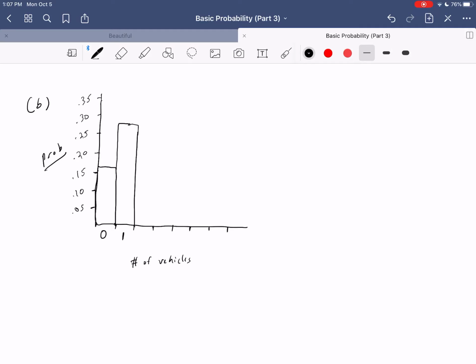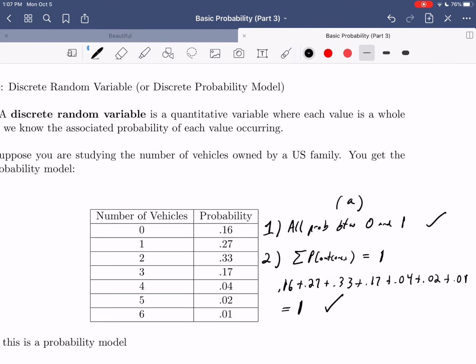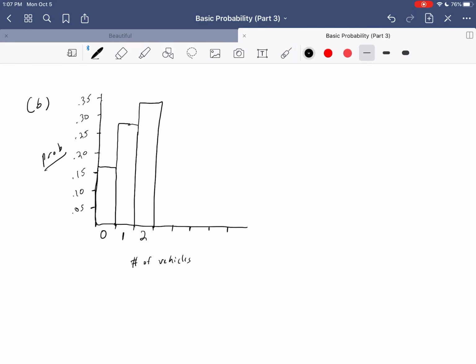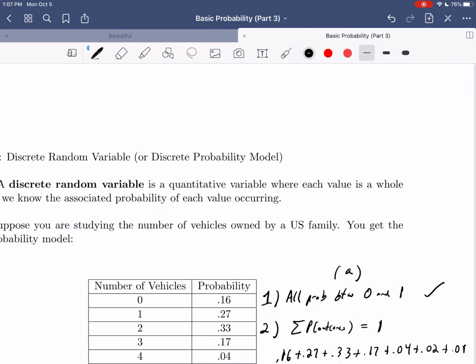So 0.33. There we go. Okay, that was for 2. Then for 3 vehicles, it was 0.17. So 0.17 would be right about there. So that was for 3 vehicles.